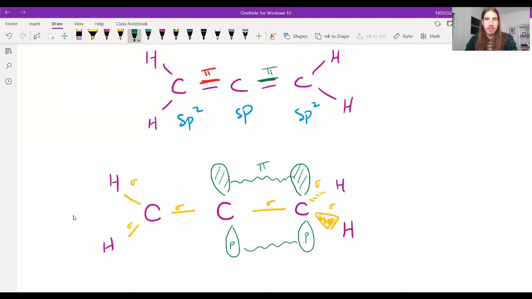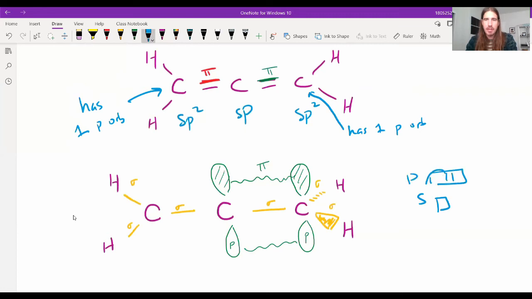So that carbon in the middle, and maybe I'll just say this has one unhybridized p orbital. This one also has one unhybridized p orbital. But the carbon in the middle, when you have sp hybridization, remember that you take one s and one p orbital and mix them together. So that one in the middle is actually going to have two p orbitals left over, which we didn't mix to make hybrid orbitals.